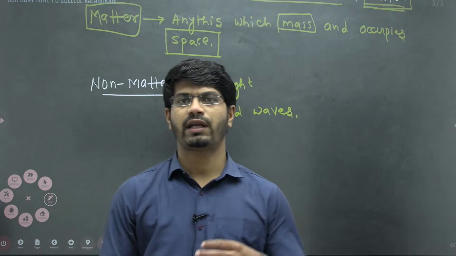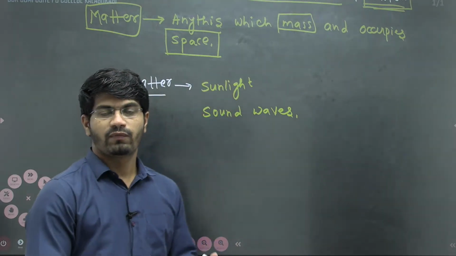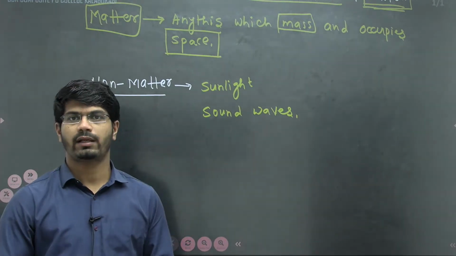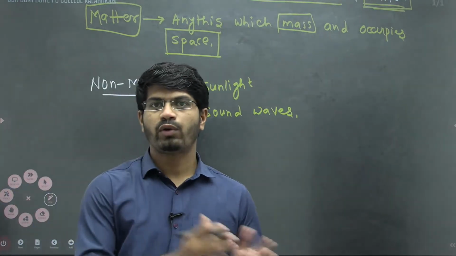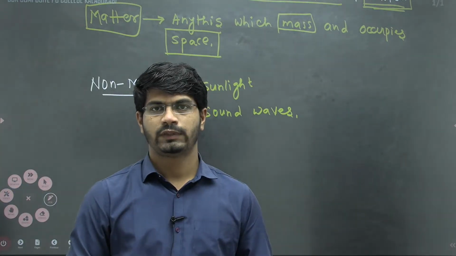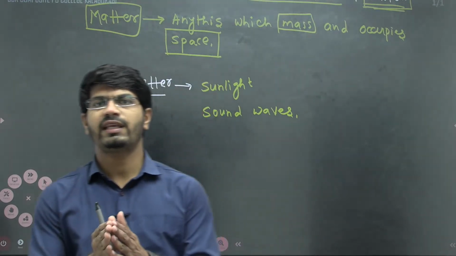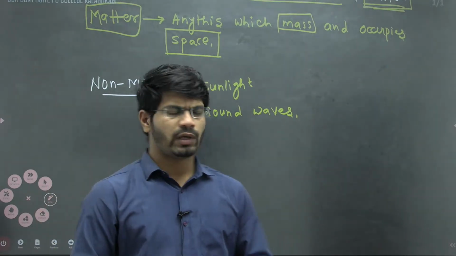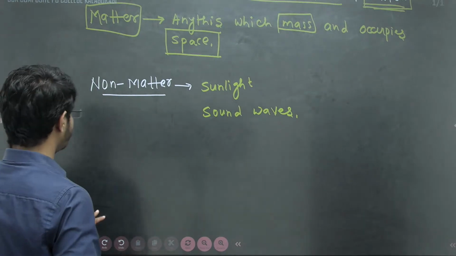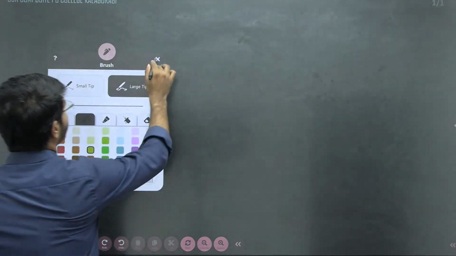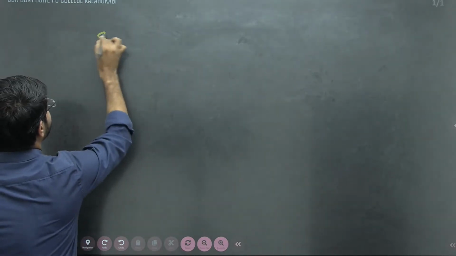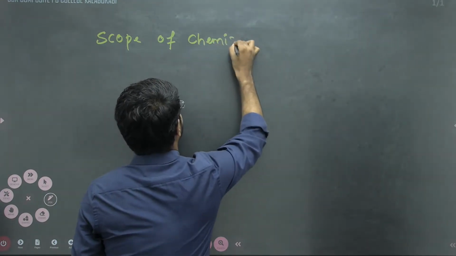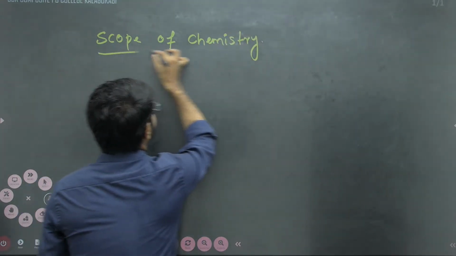Of course, you can take an example of anything. And as I told you, we are very much dependent on matter. Each and every thing around us is matter. Everything which comes in chemistry is matter, and chemistry has much scope in our day-to-day life. So let me take the scope of chemistry in our day-to-day life, then I will come back to matter. Scope of chemistry, or you can say application of chemistry.